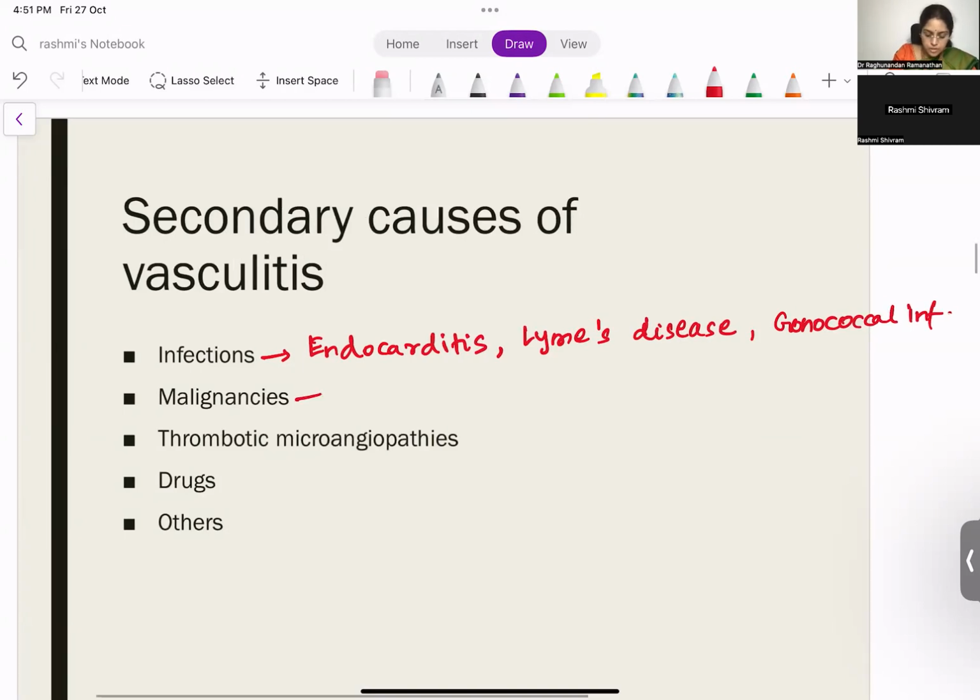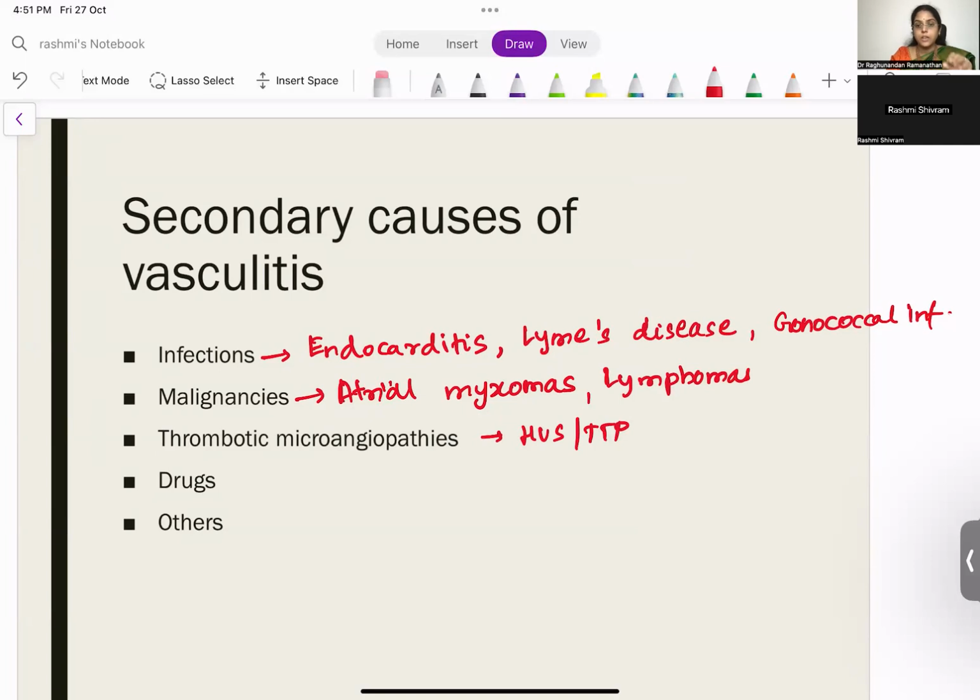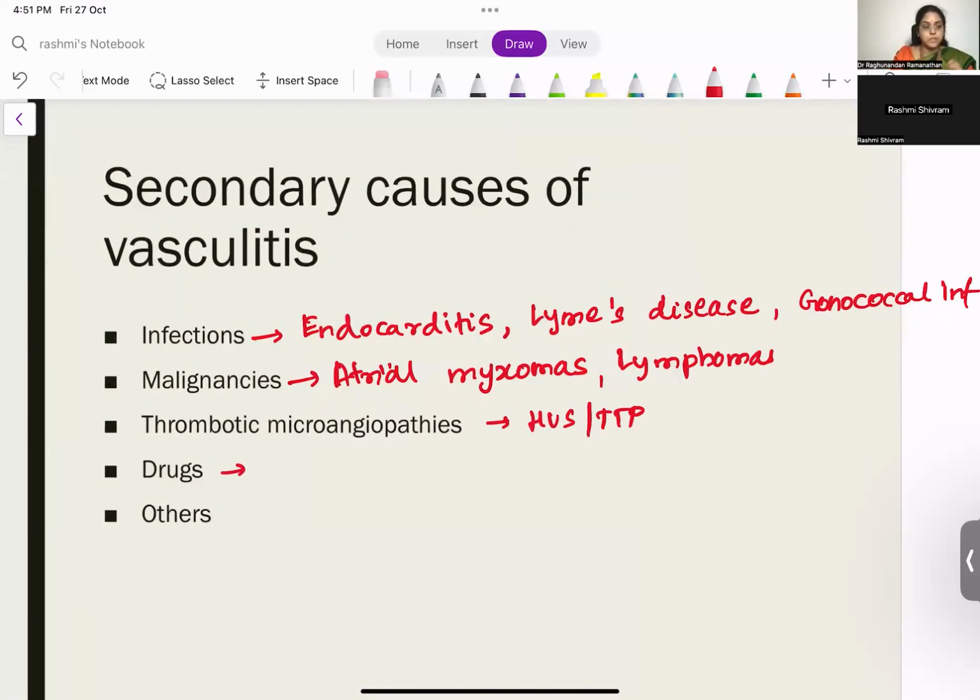Moving on to malignancies, the most important one will be atrial myxomas. Lymphomas also can present as vasculitis. Next, moving on to the thrombotic microangiopathies. What are they? HUS and TTP: hemolytic uremic syndrome and thrombotic thrombocytopenic purpura.